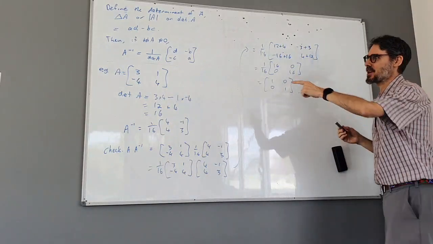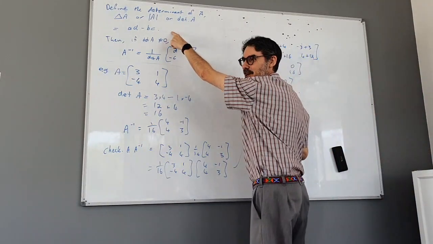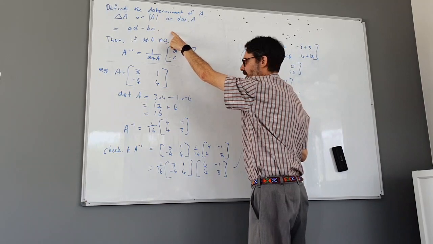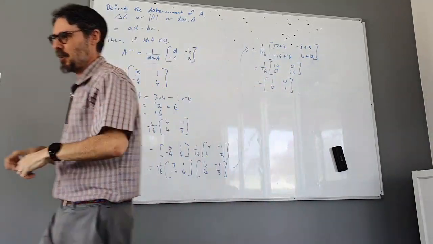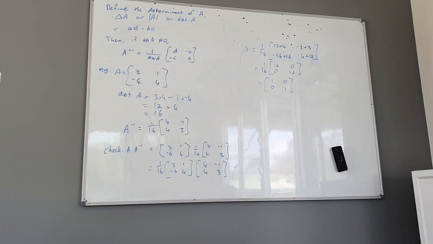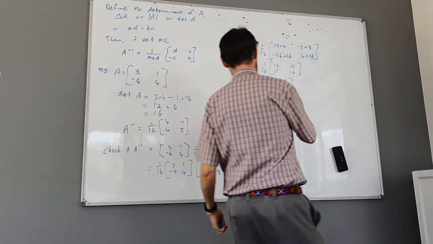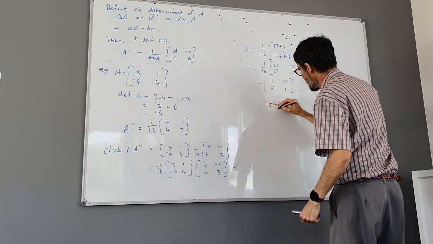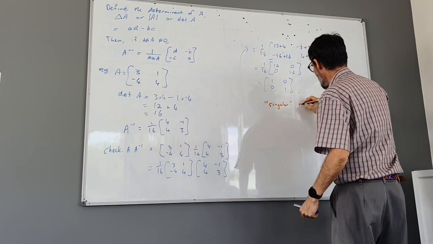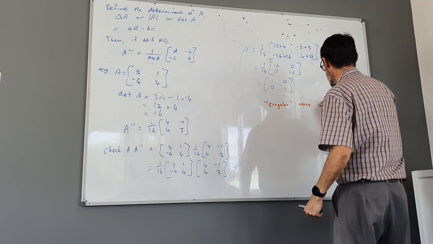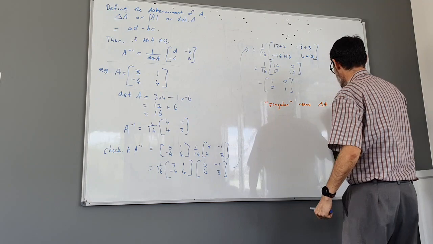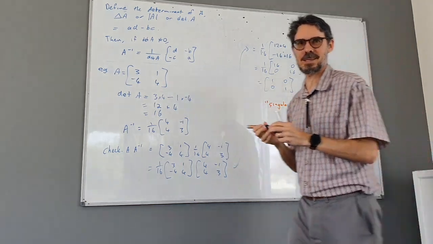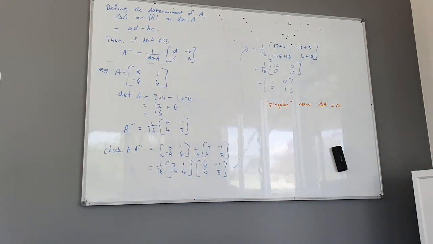If you have a matrix whose determinant is 0, we call that singular, just because you'll see that word. Singular means determinant is 0. And non-singular means it has an inverse.